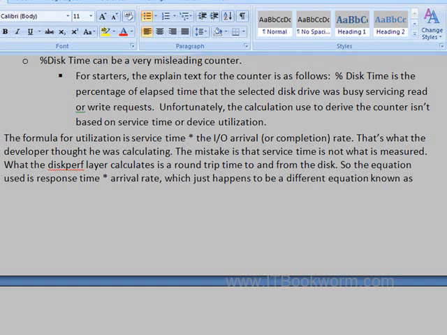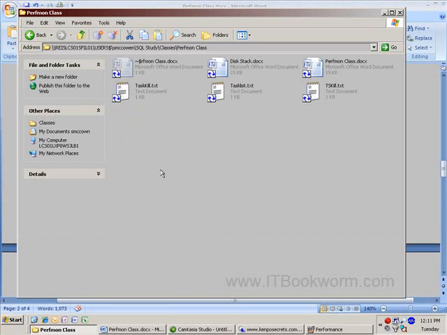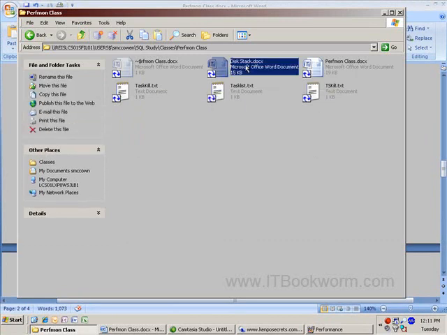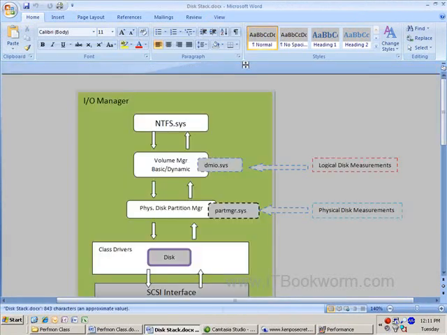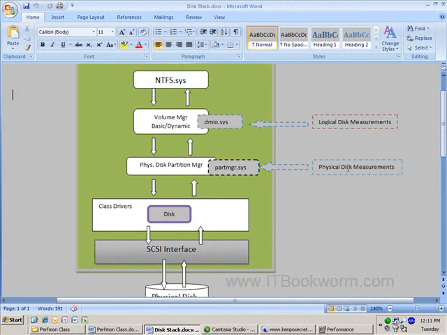That disk perf layer calculates the total time for a round trip. As it comes down the stack, let me open that back up for you because it's easy. It is right there, and it opens. There we go. So I've got this guy right here, and we're talking about these right here, the logical and physical disk measurements.